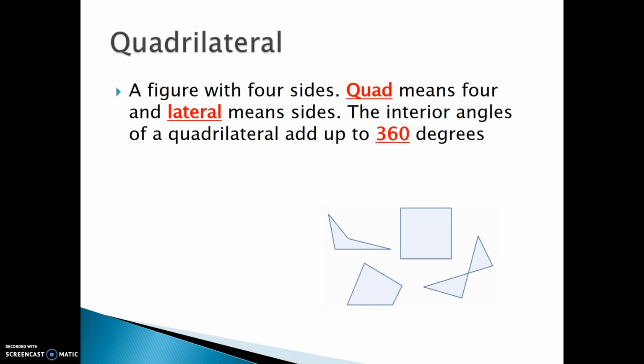Okay, up at the top of your notes, you have quadrilaterals. A quadrilateral is a figure with 4 sides. Quad, you'll fill that in on your notes, means 4, and lateral means sides. The interior angles of a quadrilateral add up to 360 degrees. All 3 of these things are really important to remember. Quad means 4, lateral means sides. The angles add up to 360.